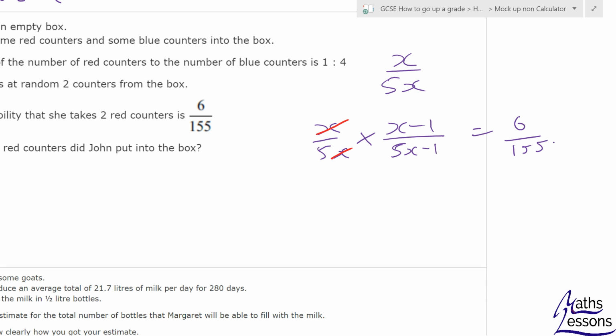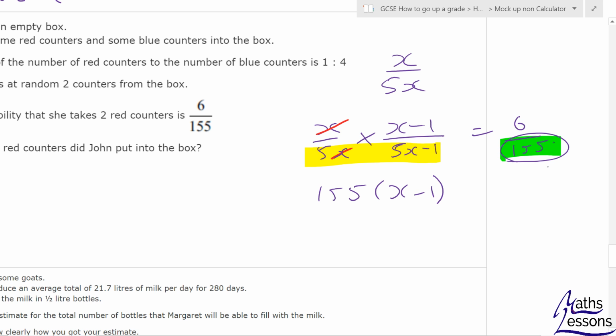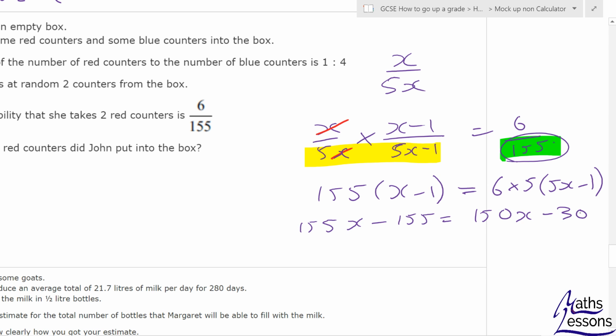So if I times through by the bottom on here and times through by the bottom on here, I will get 155 times x minus 1 when I times by the green value. And I'm going to get 6 times all the yellow stuff. So it's going to be 6 times 5 times 5x minus 1. So I get 155x minus 155 equals 30 times 5 is 150x. 30 times minus 1 is minus 30.